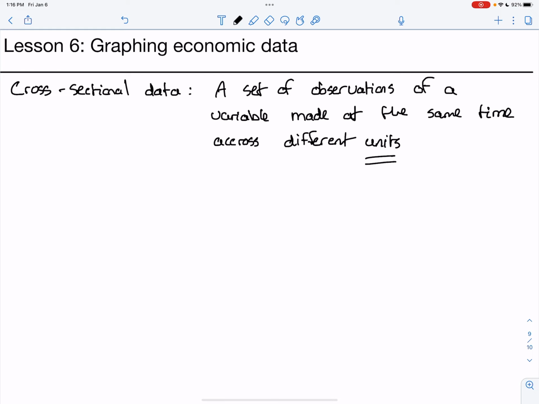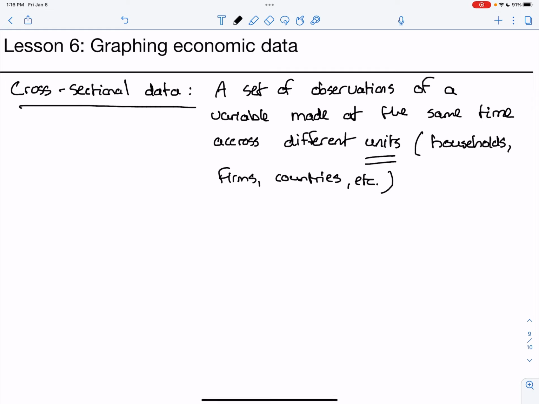Okay? Now, what's a unit? It can be households, firms, countries, etc.